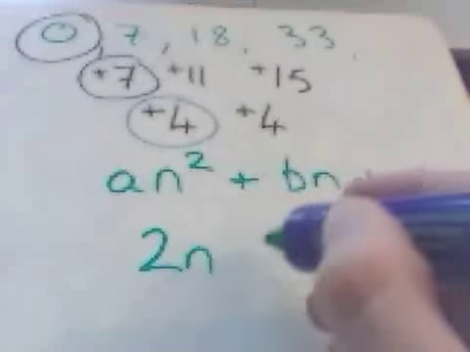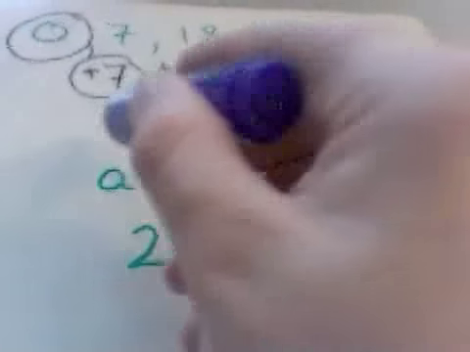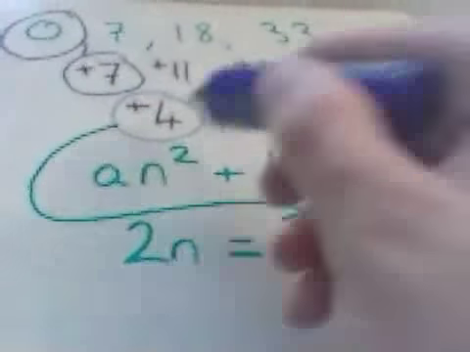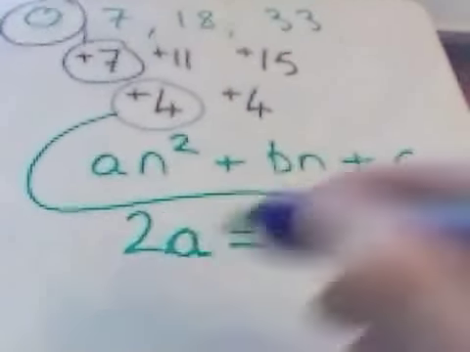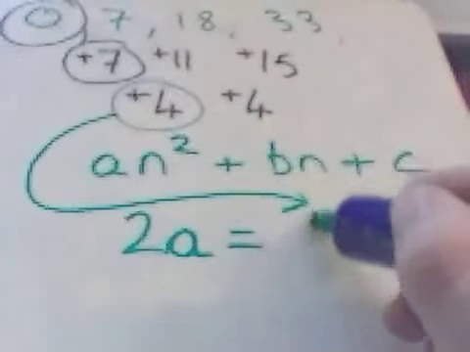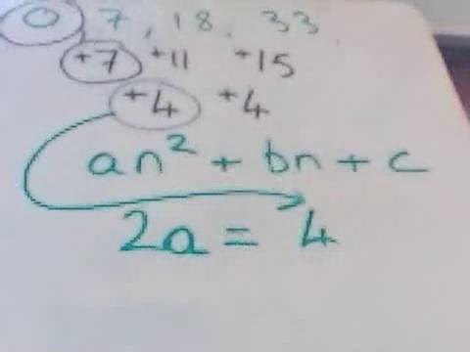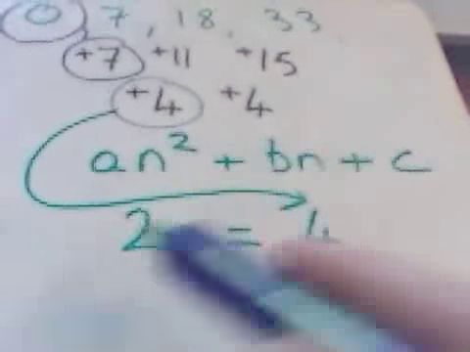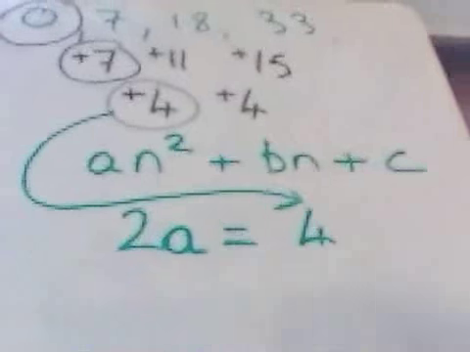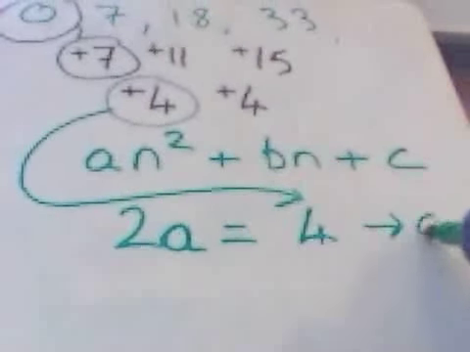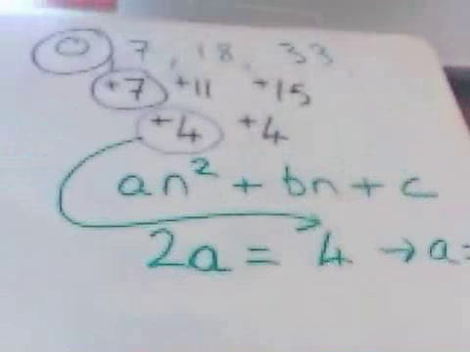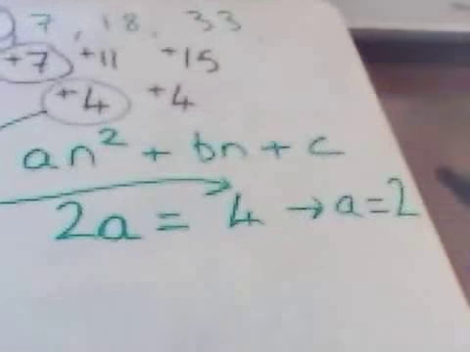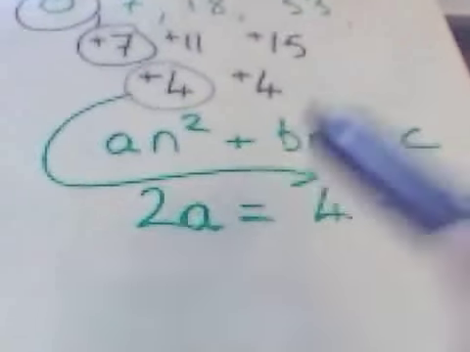2 lots of n equals that number there. Sorry, 2 lots of a equals that number there. And this is always going to be the case. So I can already say that a is worth 2. That's quite a nice start. So I already know this part. Now I'm going to show you how to find b.